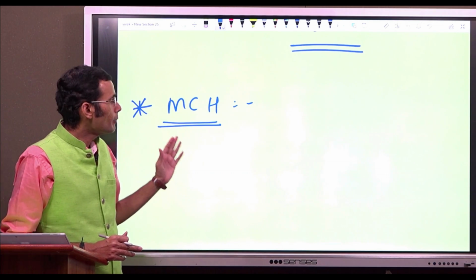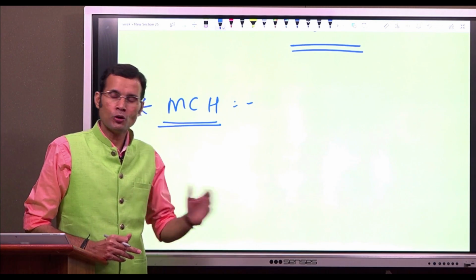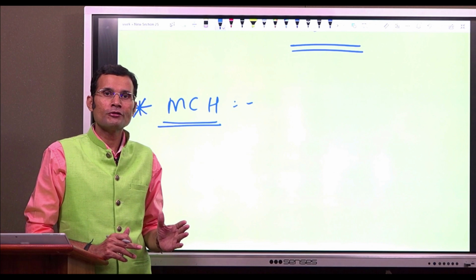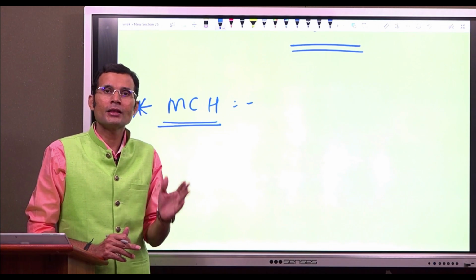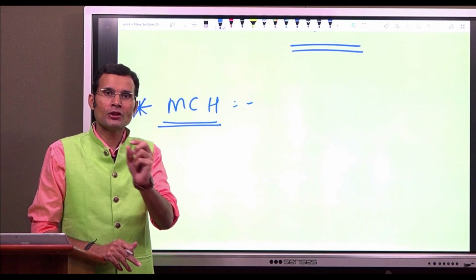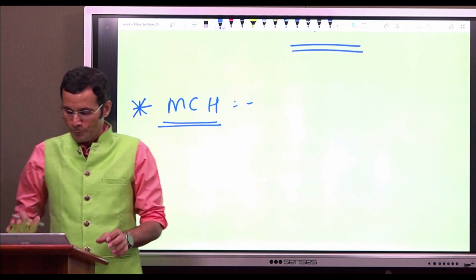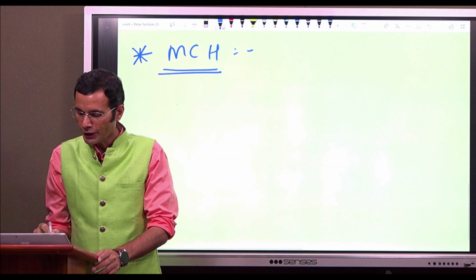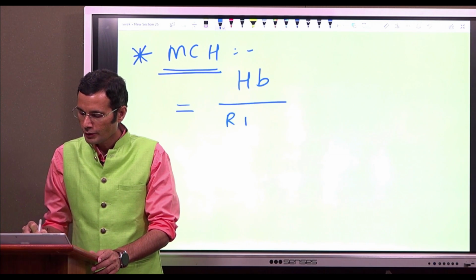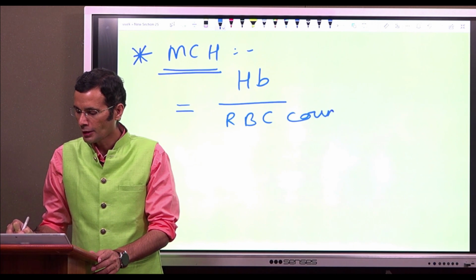So, let us see mean corpuscular hemoglobin. On an average, how much is the amount of hemoglobin in one single RBC? It's called mean corpuscular hemoglobin. And how do you calculate it? It's hemoglobin upon the RBC count.